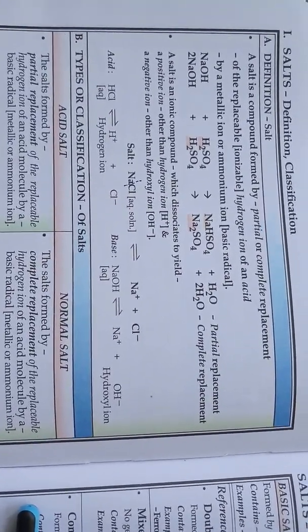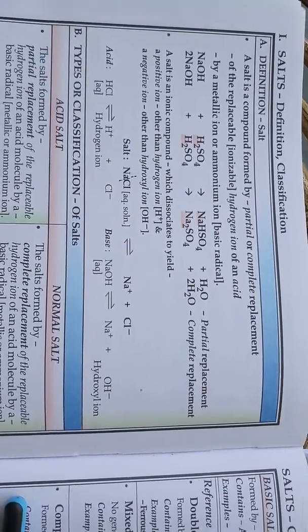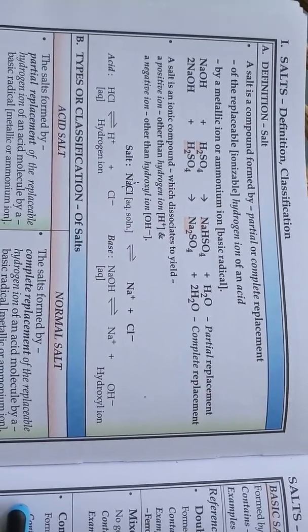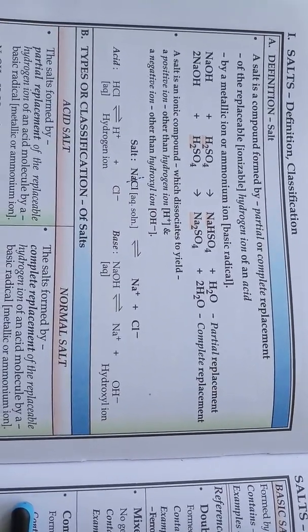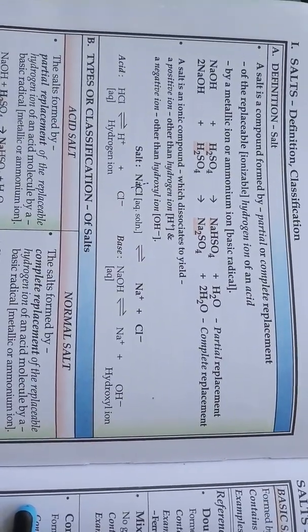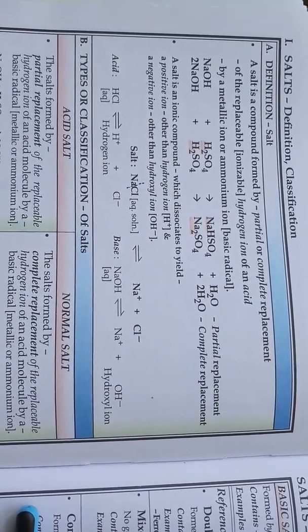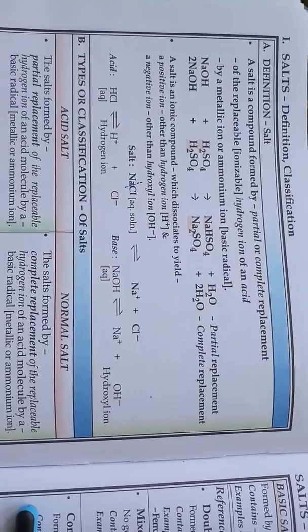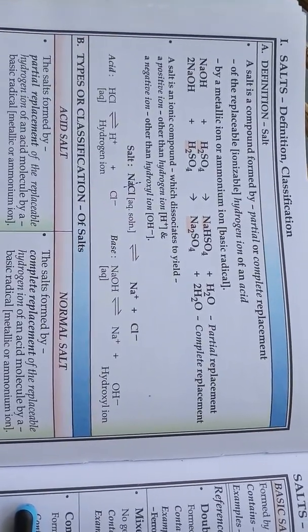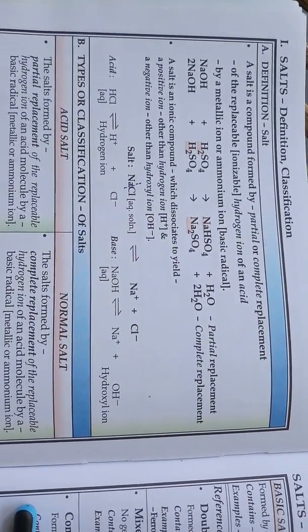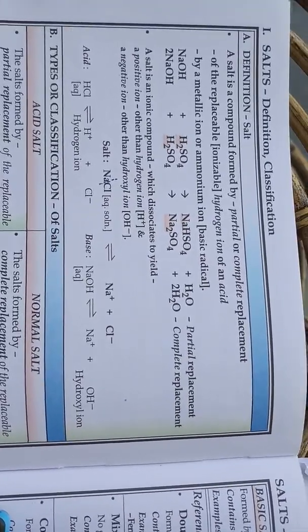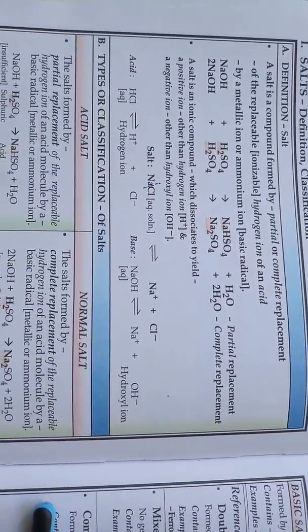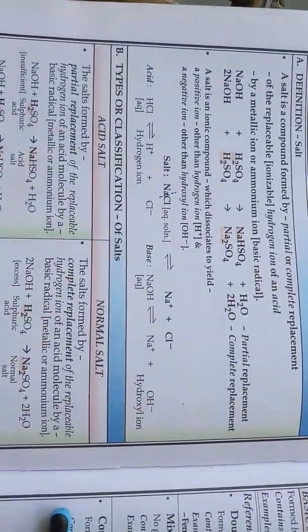From where we left off, salts, as we learned in the previous classes, are formed by the reaction between acid and bases. Right? The salt is a compound formed by partial or complete replacement of the replaceable hydrogen ion of an acid by a metallic ion or ammonium ion as a basic radical.